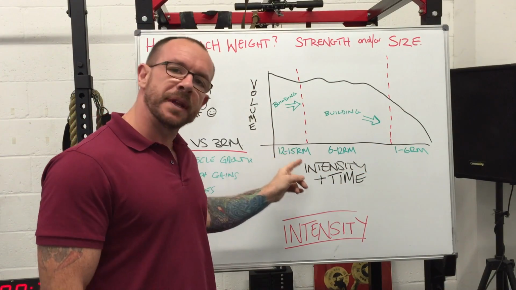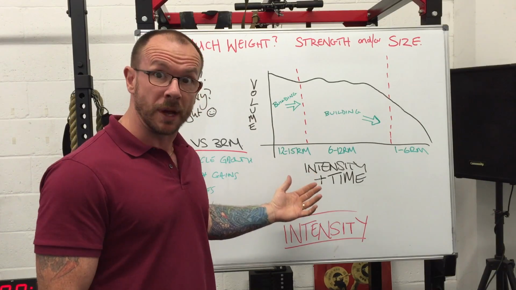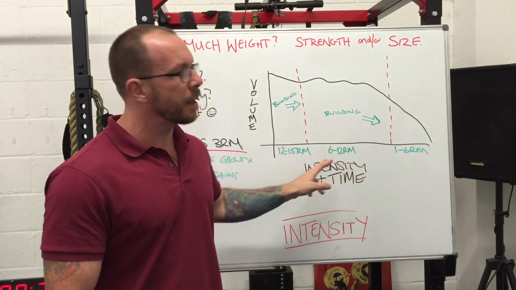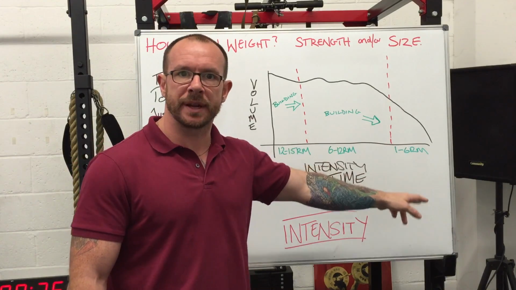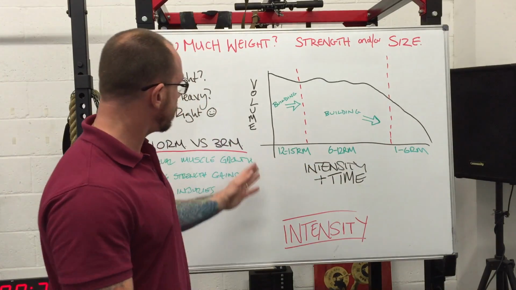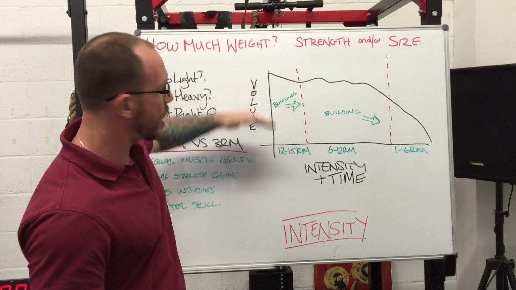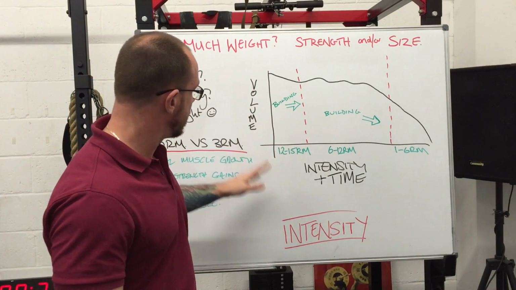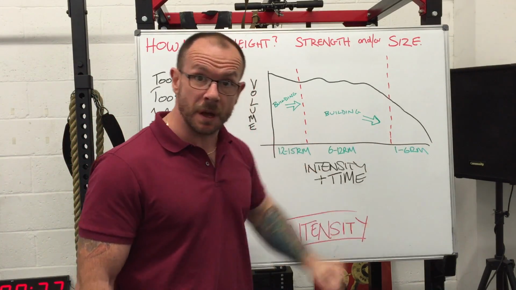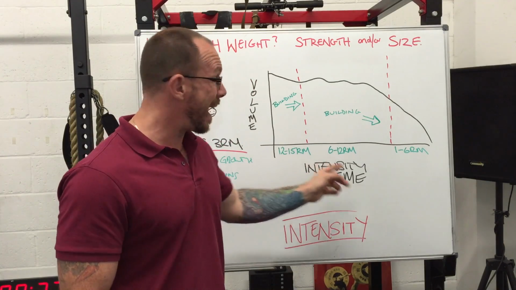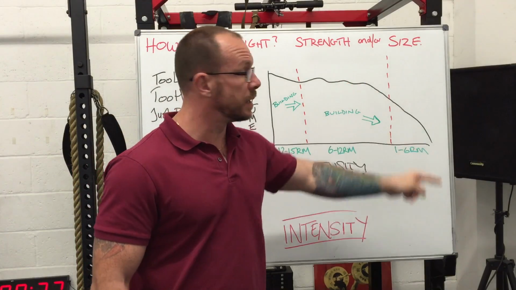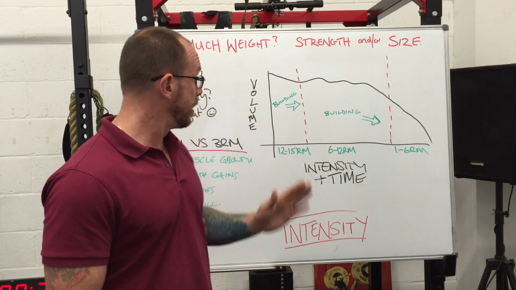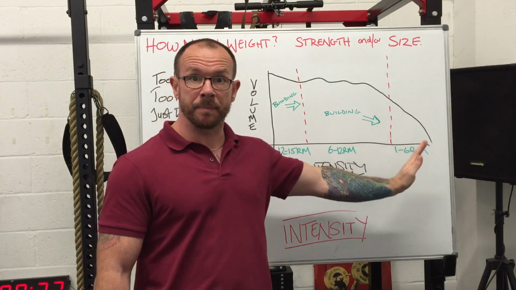This is your 12 to 15 rep max range, so this is what we call light. This is your 6 to 12 rep max range, which is medium, and there's your 1 to 6 rep max range, heavy. Say that this is your volume, this is a total number of reps performed. This is the length of time of the program and the intensity. So this line indicates where you should be at that point of the program, okay?